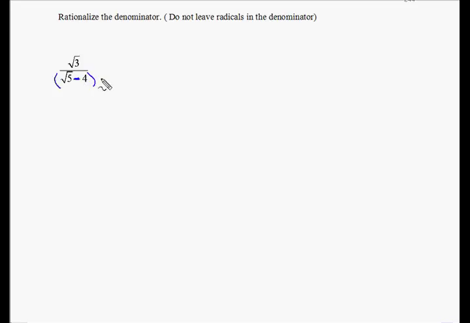We're going to have to multiply both the top and the bottom by the conjugate. Recall the conjugate is formed by changing the symbol from subtraction to addition, or vice versa, from addition to subtraction.